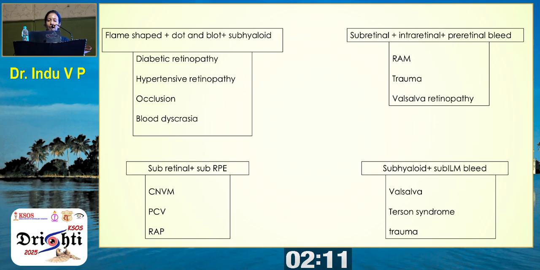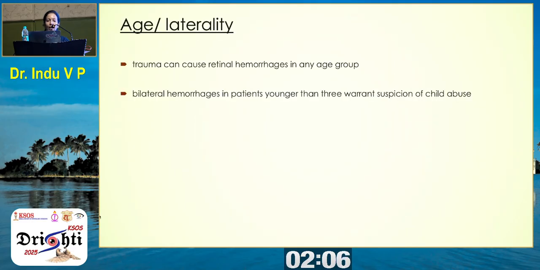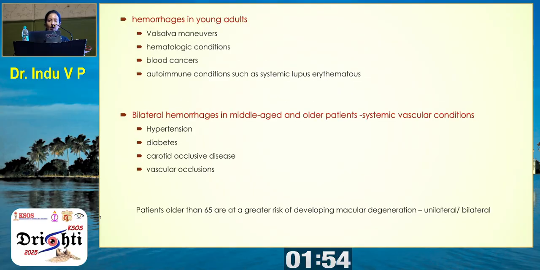You can have both subhyaloid and sub-ILM bleed in Valsalva, Terson's, and trauma. Now, trauma in any age can cause hemorrhages. But if you see bilateral hemorrhage in very small children, you have to think about child abuse. If you see hemorrhages in young adults, you have to think more in terms of Valsalva, hematological conditions, blood dyscrasias, and autoimmune conditions. And if you see bilateral hemorrhages in middle-aged or elderly patients, you have to think about systemic vascular disorders like hypertension or diabetes.